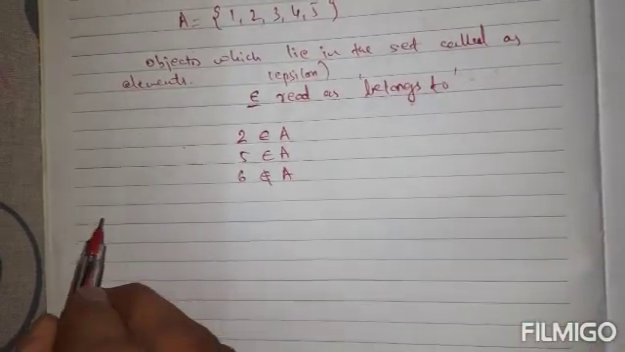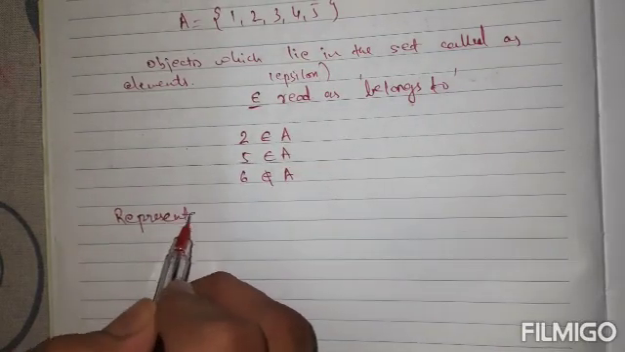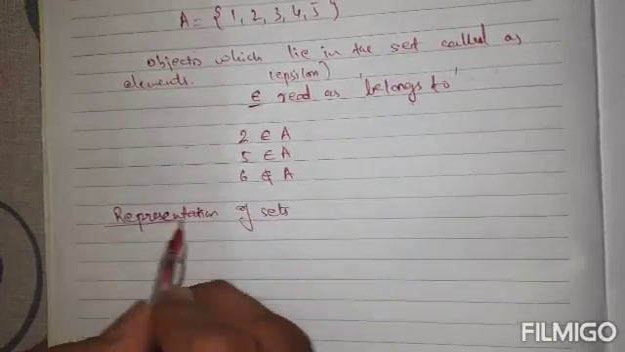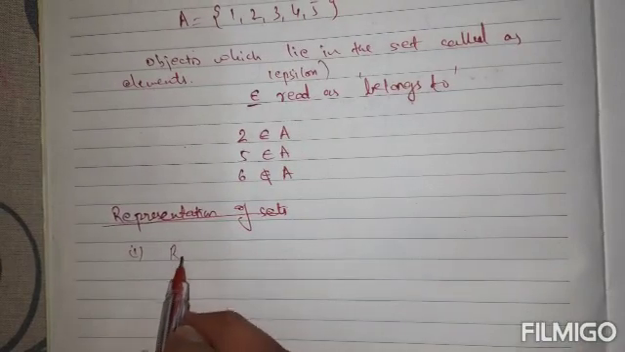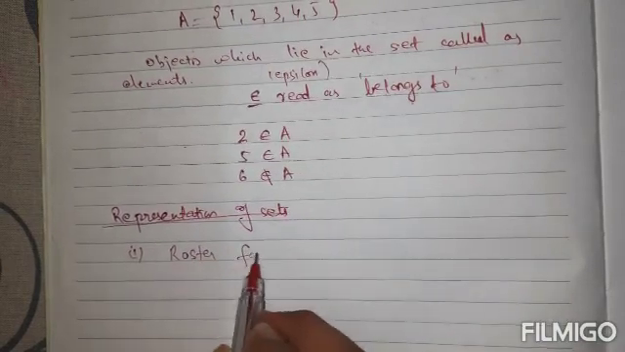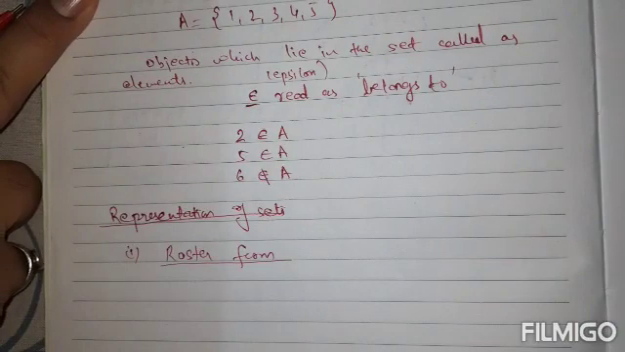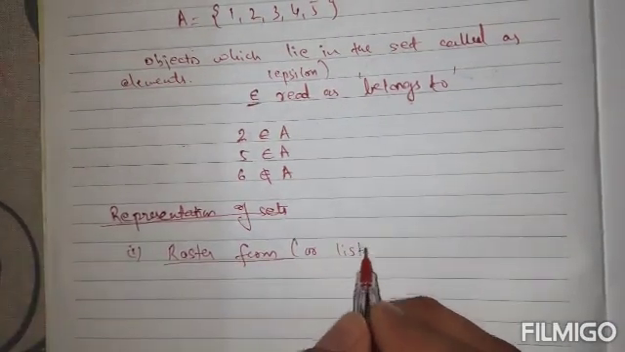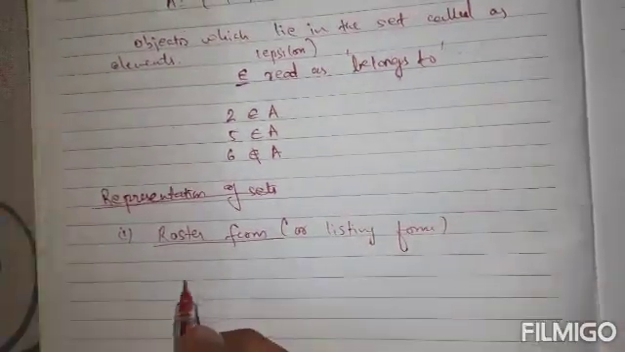And now let us come on to representation of sets. So representation of sets, there are 2 types of representation. The first one is roster form. Roster form means when the elements of the sets are directly written, then this is called roster form, or it is also said to be listing form. When actual elements are written in the set, then it is said to be roster form.